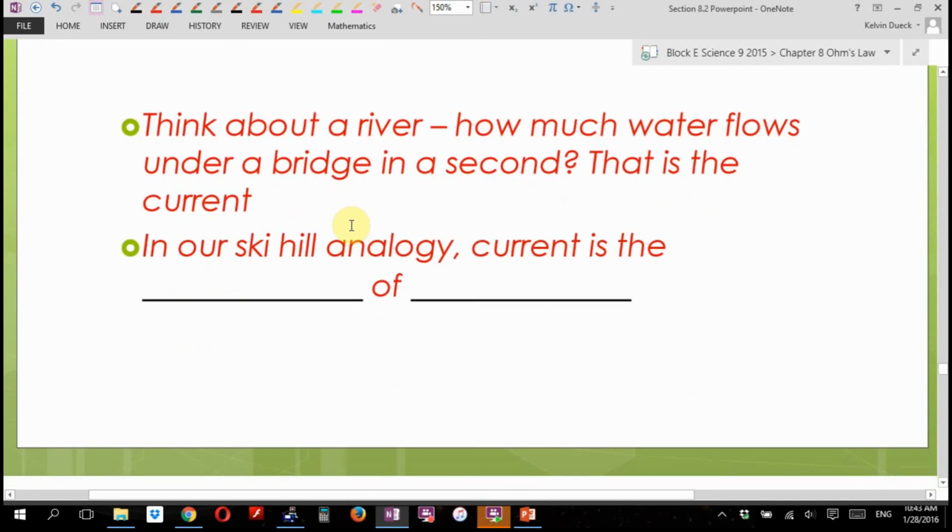So you can think about a river, how much water flows under a bridge each second. That would be the current. In our ski hill analogy, current is the number of skiers. Bigger current, more skiers. 15 amps, lots of skiers. By the way, enough current to kill you. We'll actually include this in our notes later on. Yes, I'm that much of a nerd.